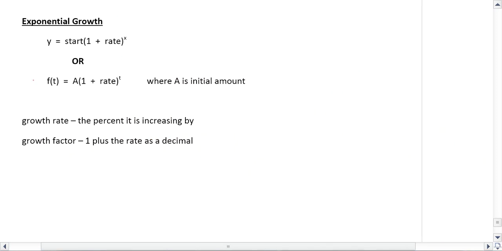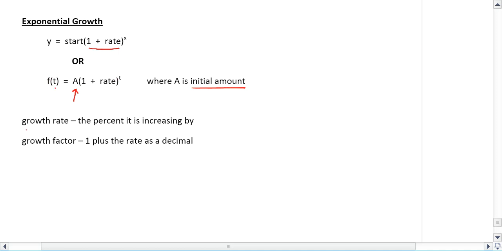So let's look at the notes here for exponential growth first. Y equals start times 1 plus the rate to the x power, or your book uses a capital letter A to stand for the initial amount. So that capital A is the start, and then the growth is 1 plus the rate to the t. I wanted you to see this because we can write this with other variables besides x. In function notation, f of t equals start times growth to the t.